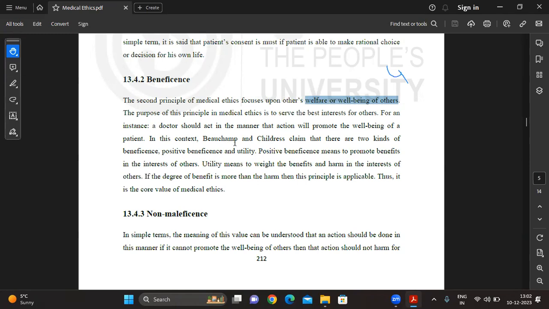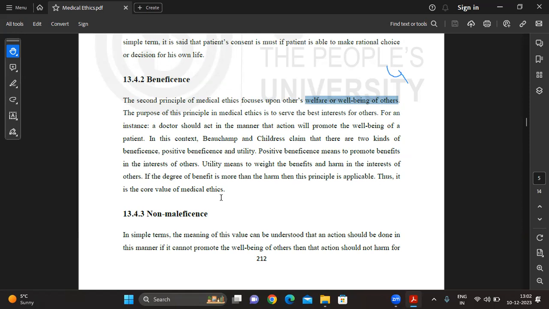In this context, these people claim that there are two kinds of beneficence: positive beneficence and utility. Positive beneficence means to promote benefits in the interest of others. Utility means to weigh the benefits and harms in the interest of others. If the degree of benefit is more than the harm, then this principle is applicable. Thus, it is the core value of medical ethics. मतलब दो चीजें हैं, beneficence है और utility है.